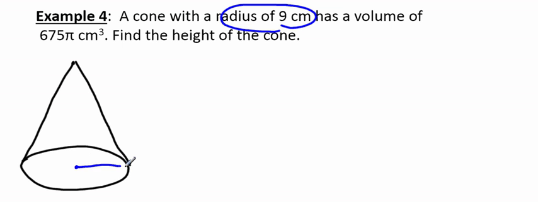I'm going to go label that in the picture. It has a volume of 675 pi cubic feet. They want us to find the height of our cone. We don't know the height. There's where it is in the picture. I'm going to call the height x.